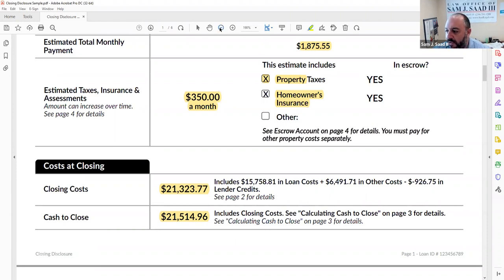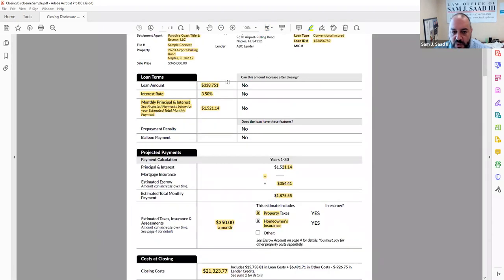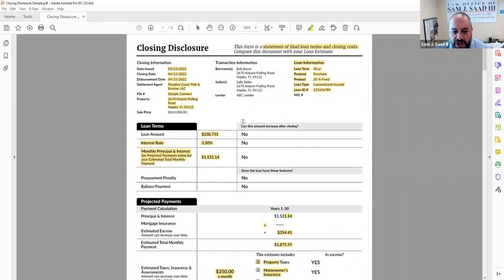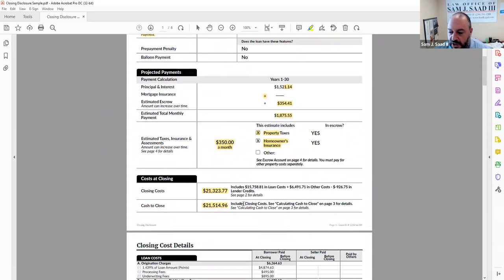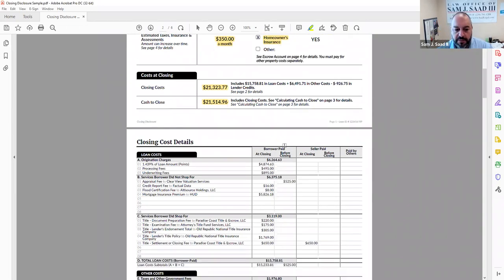Okay, before I move on to page two, does anybody have any questions about page one of the CD? Everybody's good? You understand what we're looking at here? Loan information, the basic terms, the projected payments, and the costs at closing. Okay. I don't see anybody entering anything into the chat and no one's unmuting, so let's keep going.